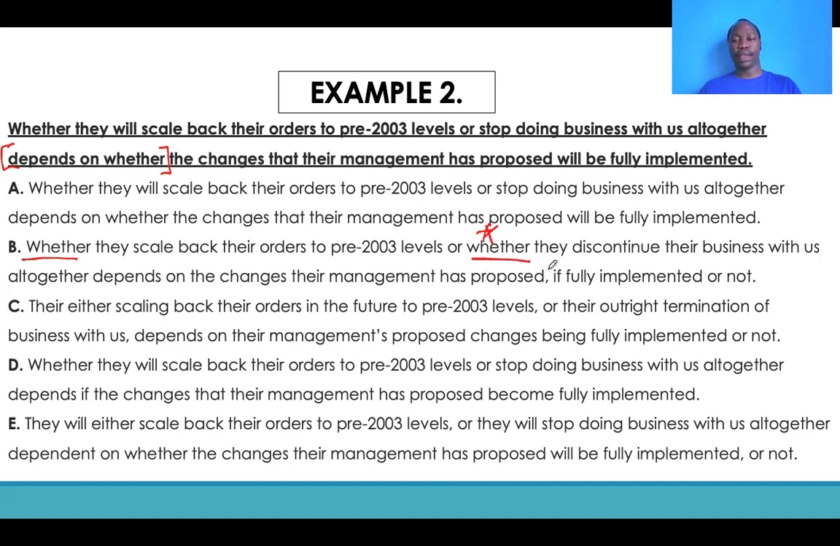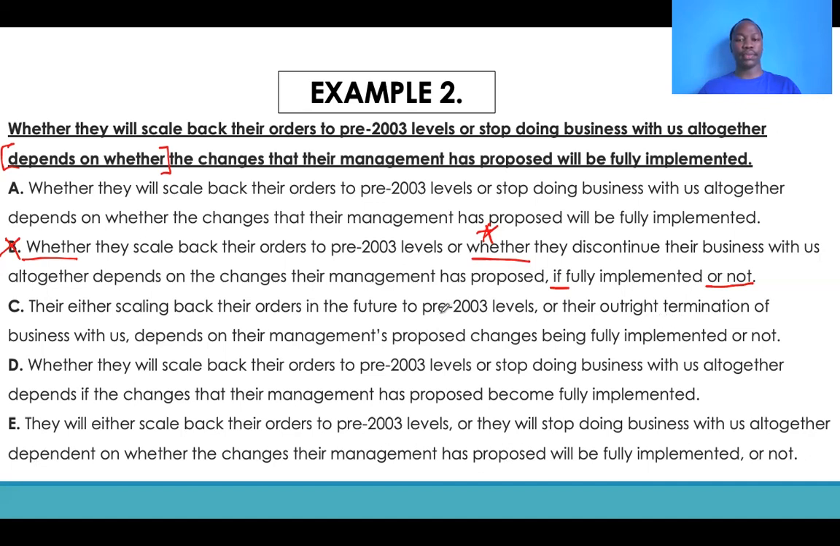We can also go further and examine the answer choice. We can see that if is used, this is the incorrect use of if. Or not, again, as we have discussed earlier, is redundant in this case. So eliminate B. C says they are either scaling back their orders in the future to 2 or 3 levels, or their outright termination of business with us depends on their management proposed changes being fully implemented or not.